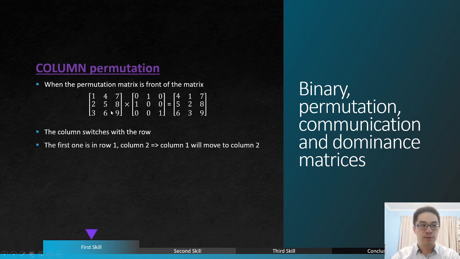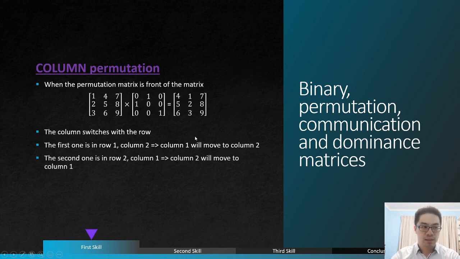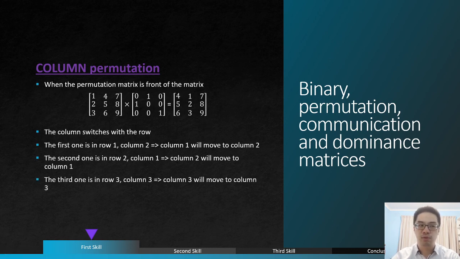For example, the first one is in row 1, column 2, which means column 1 will move to column 2. So column 1, 1, 2, 3, has moved to column 2, 1, 2, 3 here. The second one is in row 2, column 1, which means column 2 will move to column 1. So column 2, which was the 4, 5, 6, has moved to column 1. And the third one is in row 3, column 3, which means column 3 will move to column 3, which pretty much means it stays where it is.